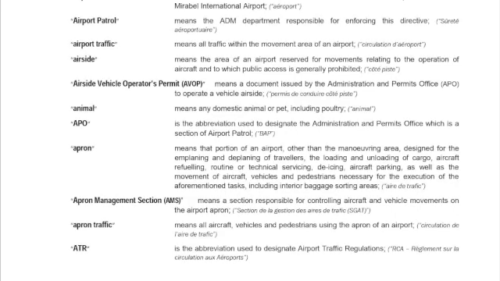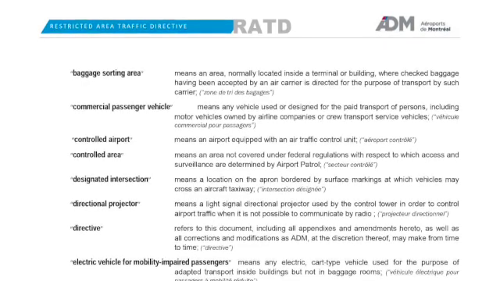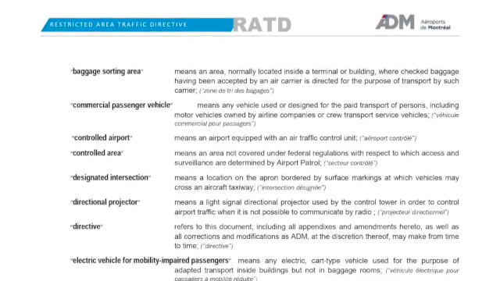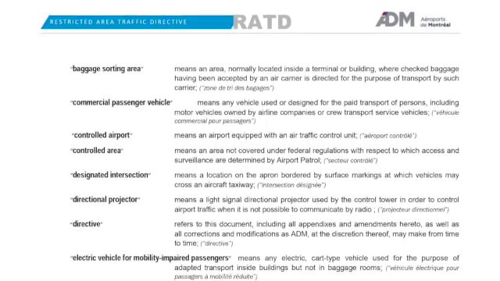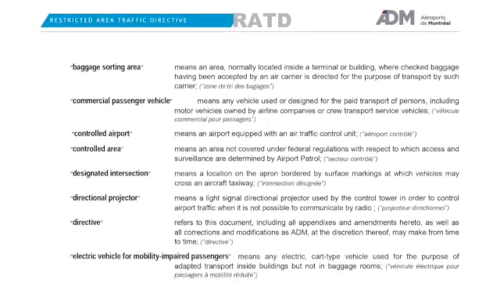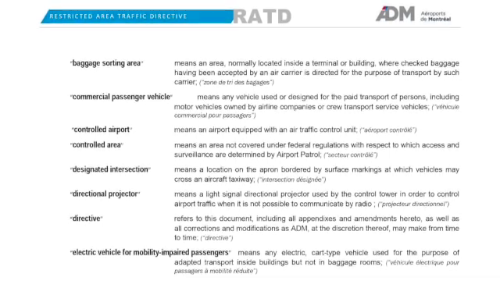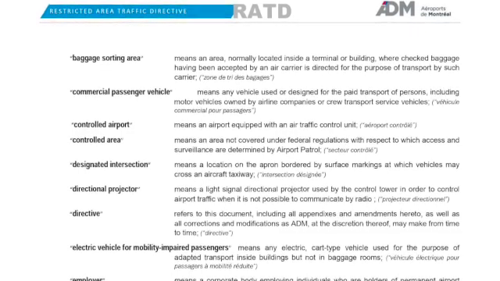Apron Traffic Control, Apron Management Section, AMS, means a section responsible for controlling aircraft and vehicle movements on the airport apron. Apron traffic means all aircraft, vehicles, and pedestrians using the apron of an airport. ATR is the abbreviation used to designate airport traffic regulations. Baggage sorting area means an area, normally located inside a terminal or building, where checked baggage having been accepted by an air carrier is directed for the purpose of transport by such carrier.